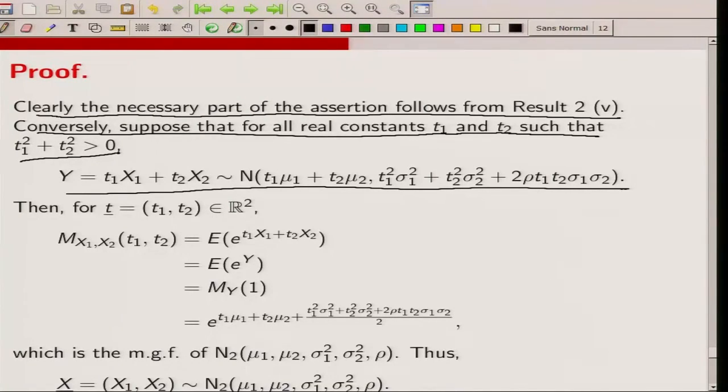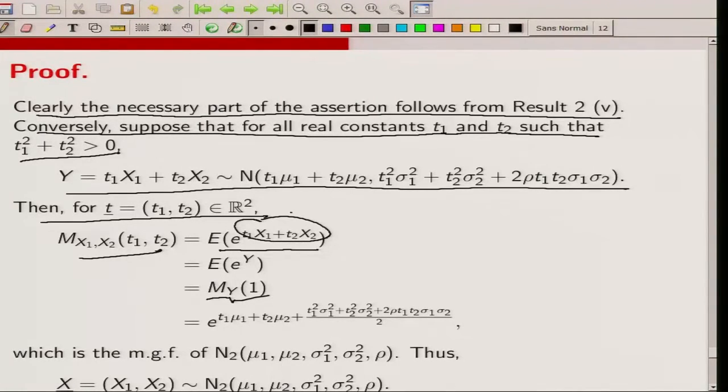To do that, I consider the moment generating function of x1 and x2. So, for t equal to (t1, t2) belonging to R2, I consider the moment generating function of x1 and x2 at the point t1 and t2, which is the same as the expected value of e to power t1 x1 plus t2 x2. But I know that t1 x1 plus t2 x2, call it y, has a univariate normal distribution. So, it is the moment generating function of y at the point 1, which is the same as M_y(1). But M_y(t) I know is the same as e to power mu t plus sigma square t square by 2. So, t is 1, and it would be e to power mu plus sigma square by 2.